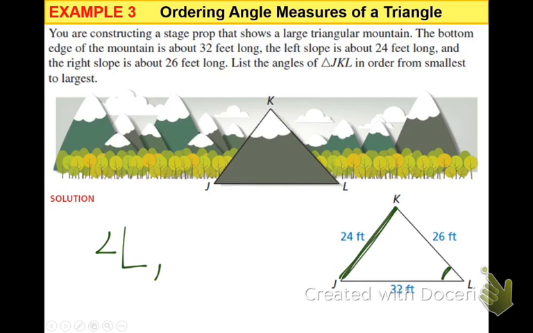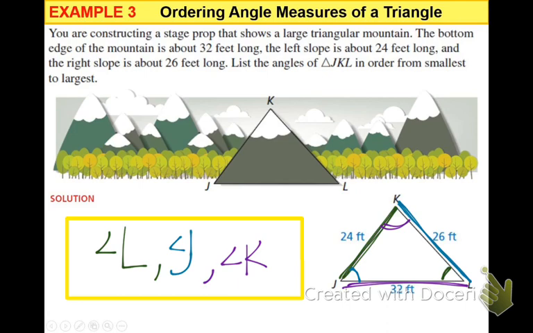What is my next largest side? 26, which will be across from what angle? J. So angle J. Which leaves the last side, which is 32, and it is across from what angle? K. So this would be the entire answer. Use the sides to list the angles. Do we have a question on that?